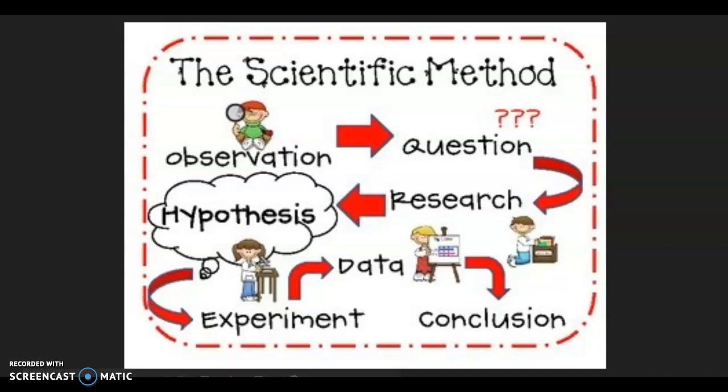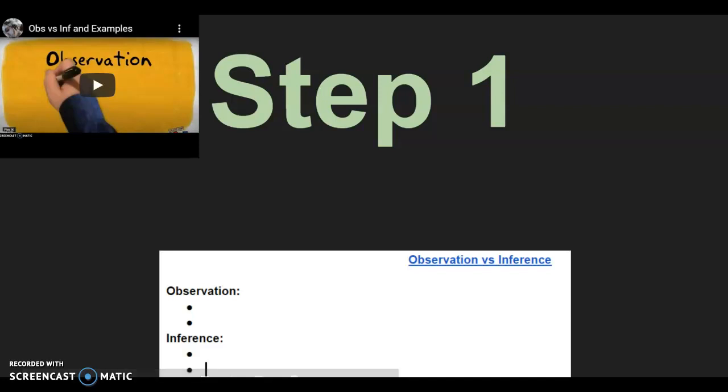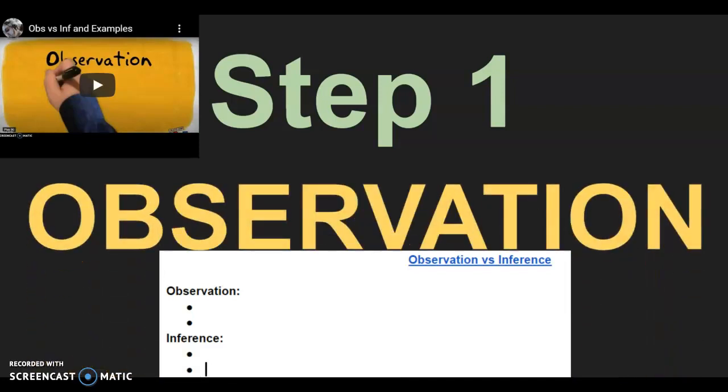So this is a little look at the flow of this information in what is called the scientific method, this process. So step one, we're going to be looking at an observation. Now I have a video clip that I'd like for you to look at. While you're watching this video clip, there's a couple of things that I want you to put down. I want you to put down a definition for an observation and a definition for an inference.